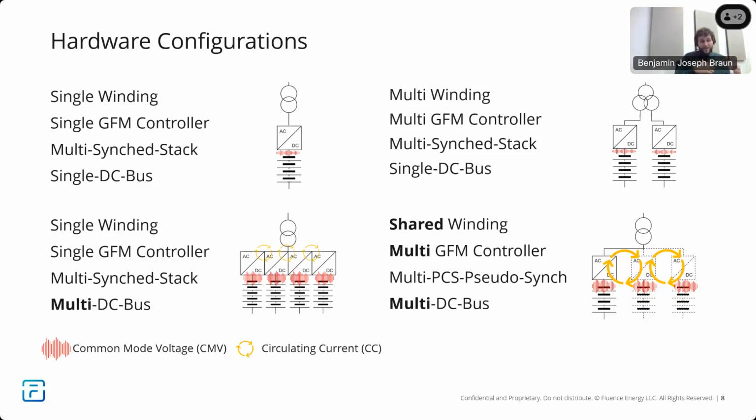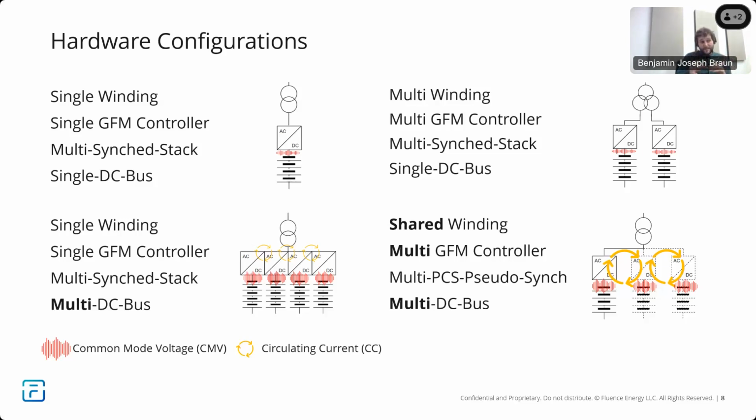The bottom row is where it starts to get a little bit more complicated and you have to pay more attention. So multi-DC buses, these are very common in battery systems, also in PV systems. It can be quite nice to separate your DC bus into smaller chunks, but then you open the risk for more common mode voltage, more circulating current. And if you want to run grid forming on such a system, the controls that you have to have of each of those four systems, as it's drawn here, have to be much tighter to avoid running into circulating current issues.